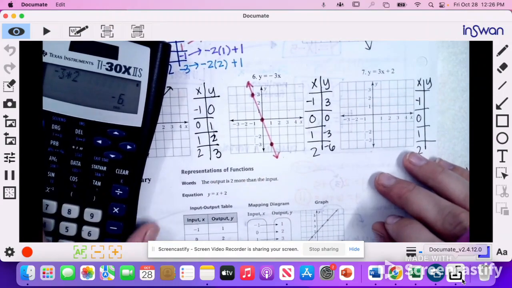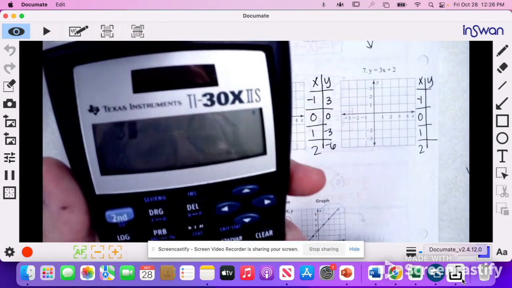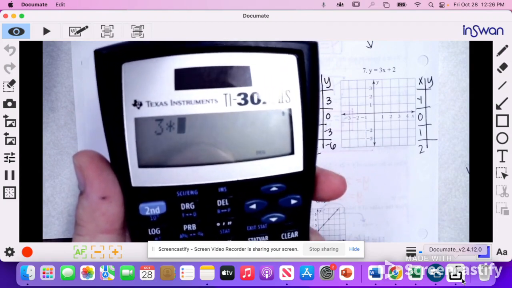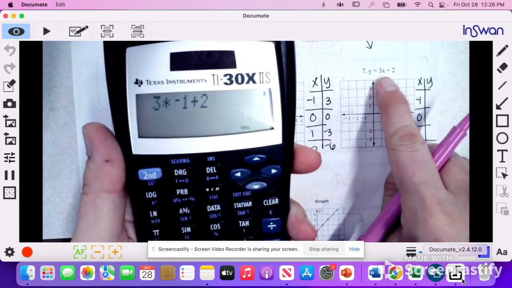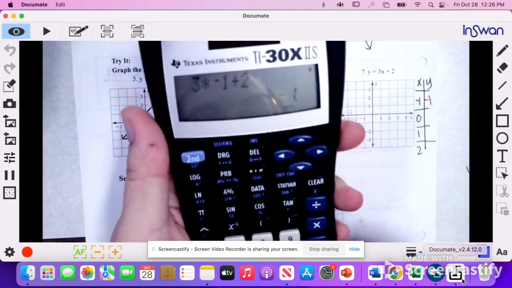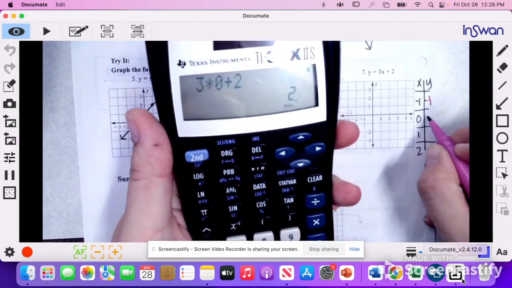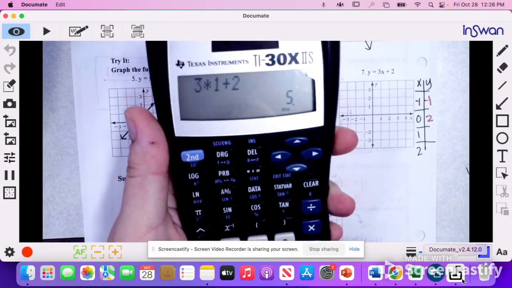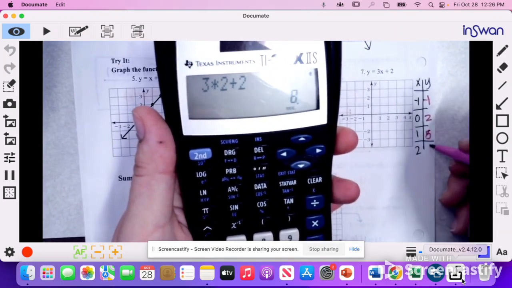The next one, I did not do at all. So we're going to plug them in together. I'm going to plug in 3 times, what's my first x value? First x value, negative 1 plus 2. 3 times negative 1 plus 2 equals negative 1. 3 times 0 plus 2 gives us 2. 3 times 1 plus 2. Okay. 3 times 2 plus 2 is 8.